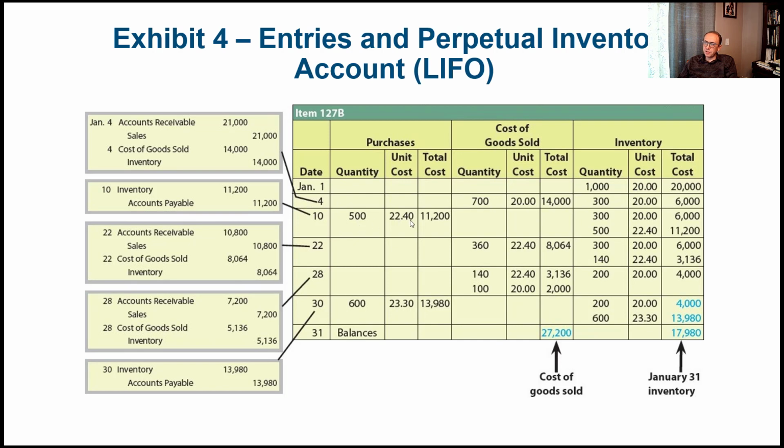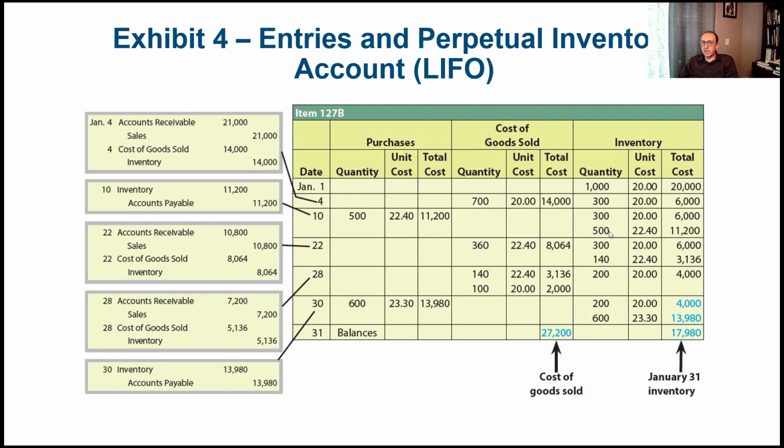Then we purchased 500 at 22.40. So now we have two batches starting January 10th, 300 and 500, the 20 and the 22.40. And this is the total value of our inventory balance. And then on the 22nd, we sold 360 units. Since we're using last in, first out, we're going to start from the bottom, from the 500, not the 300. In the previous case, we started from the 300. In this case, we're going to start from the last batch.